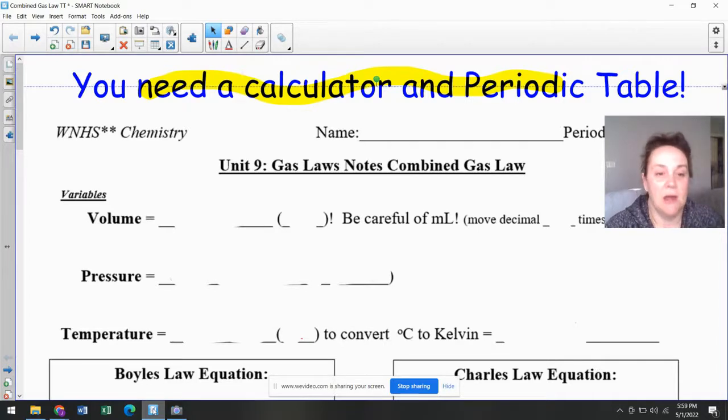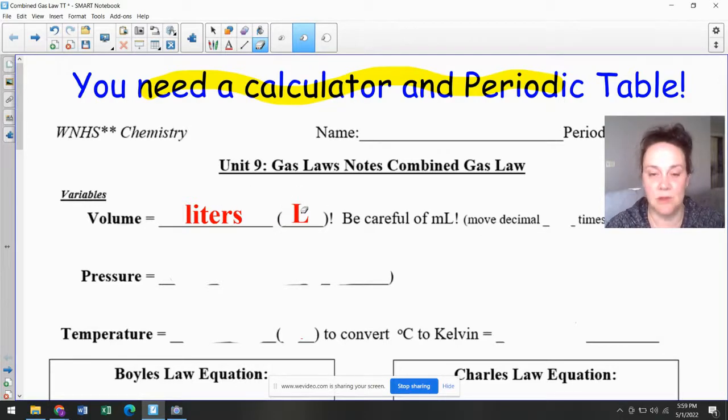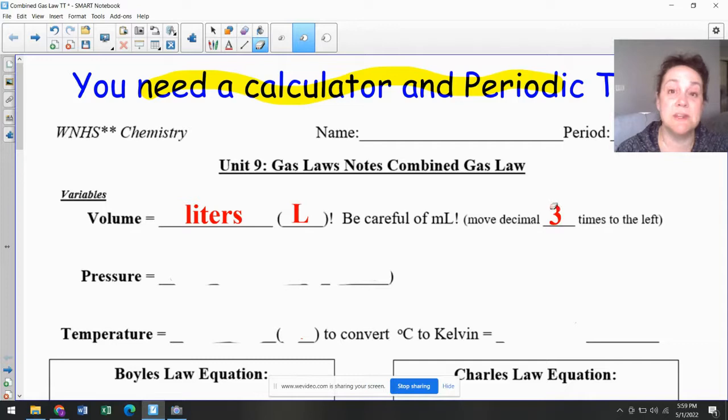Just a refresher from yesterday. Volume is always measured in liters, and the unit is L. That's what you'll put on your final answer, and that's what you will read when you're reading a number that is measuring the volume. Remember, you move your decimal 3 times to the left in order to take it from milliliters to liters. So if somebody says you have 200 milliliters, you know that's really 0.2 liters.